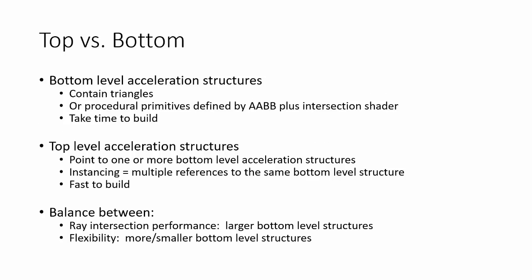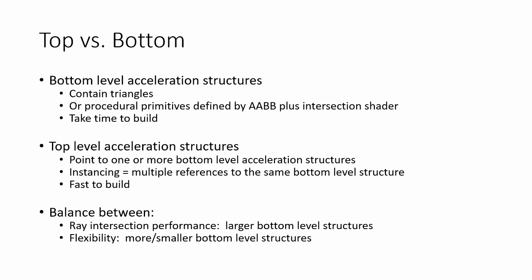There are two types of acceleration structure, top level and bottom level. A bottom level acceleration structure is the entity that holds most of the geometry. Typically, these will contain triangles. They can also contain procedural primitives, which are defined by an axis-aligned bounding box plus a custom intersection shader. You saw a demo of using this to do spheres earlier. This is also where you would do curved surface intersection, or if you want to do NURBS or Beziers, or any kind of creative non-triangular structure. Bottom level structures can take some time to build because they contain a lot of triangles. Building the BVH involves work.